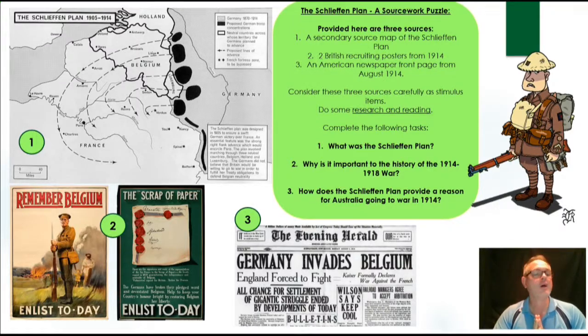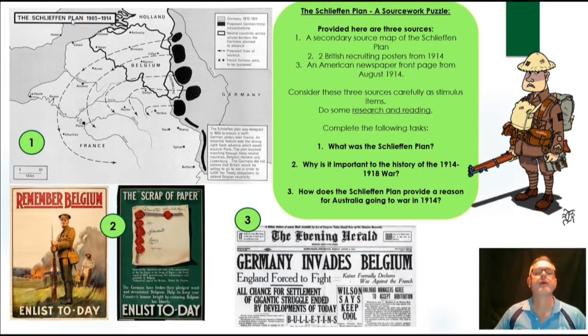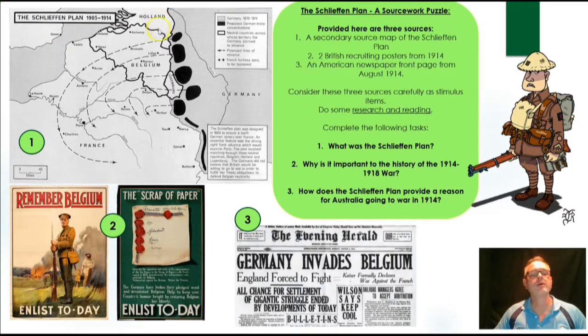I've given you here 4 sources. In the top left, I've given you a source, which is a map relating to a thing called the Schlieffen Plan. The Schlieffen Plan has a brief explanation on it, so let's have a look at this. Hopefully you can recognize this area on the map from your previous maps and get a sense of it. There's Belgium, there's France, this must be Britain, there's Holland.